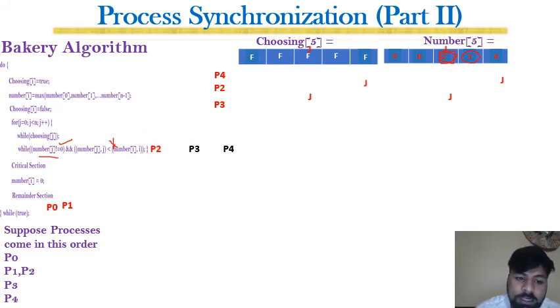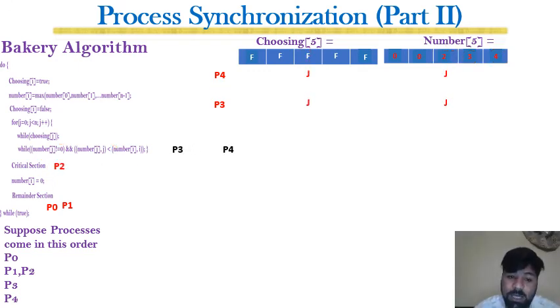P2 moves ahead and it evaluates the two conditions, that number at j shouldn't be equal to 0. So number at j is not equal to 0. The first part is valid. For the second part, number at j comma j should be less than number at I comma I. So number at j comma j is 4 and number at I comma I is 2. So you can see here that 4 less than 2, the condition is false. So if the condition is false, then P2 will have to move ahead. But for the final test, I'm not proceeding ahead in the loop, and P2 should enter the critical section. At this juncture, you can see that P2 is in the critical section, P0 and P1 in order are in the remainder section, P3 and P4 are in busy wait and blocked state. So this is the current scenario.